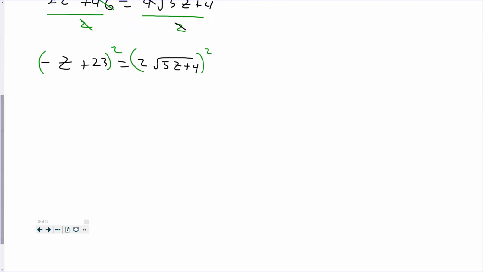And what you get, negative z plus 23, same thing as the perfect square trinomial. Negative z squared is just z squared. 2 times negative z times 23 is negative 46z. And then 23 squared is 529. And that equals 4 times 5z plus 4. Everyone with me? Good.